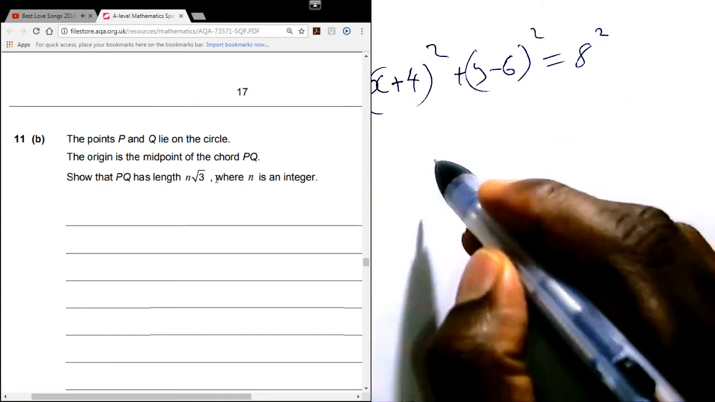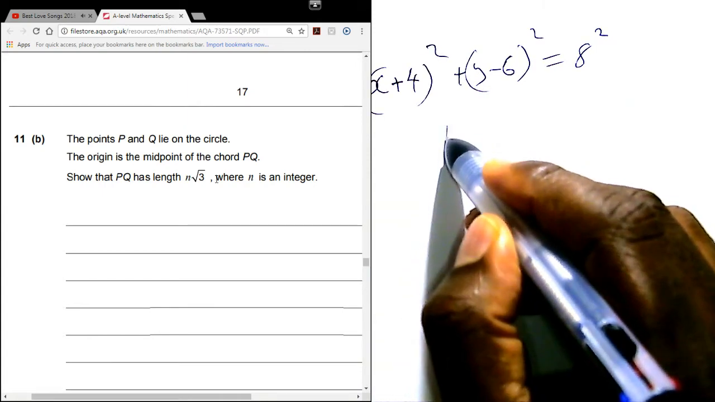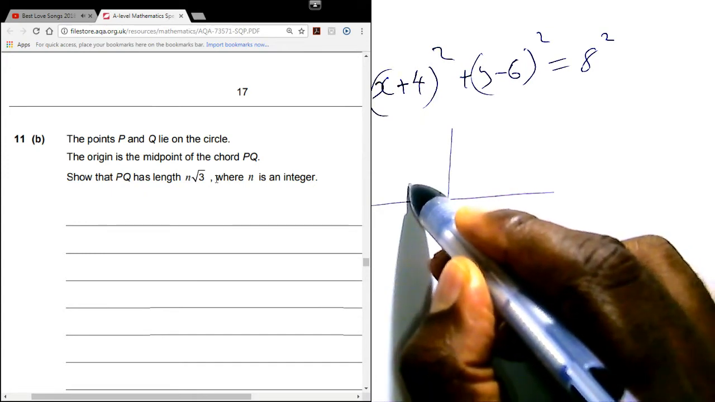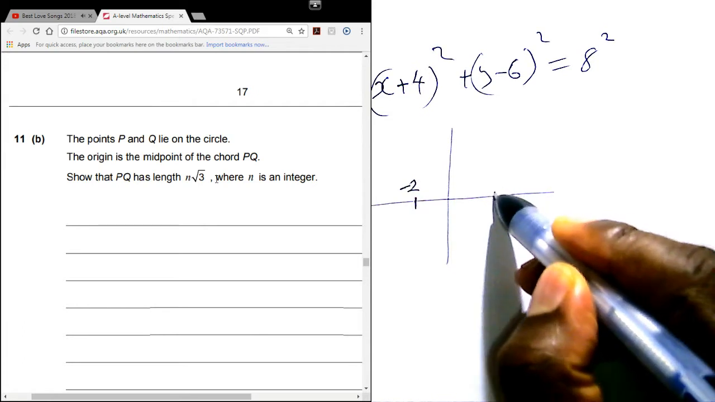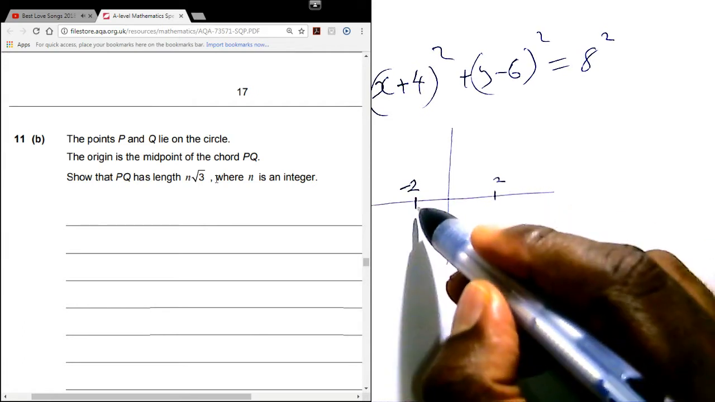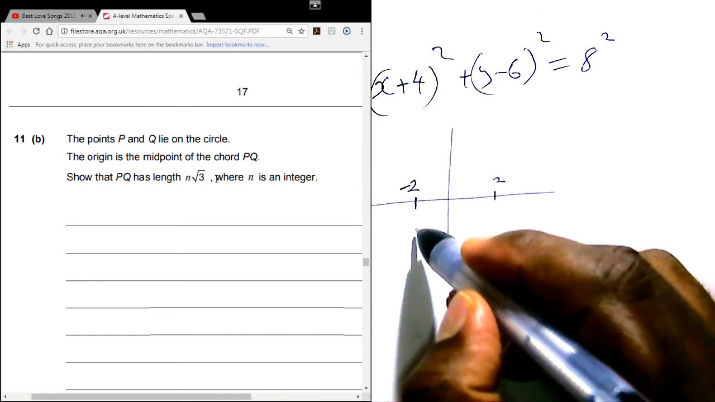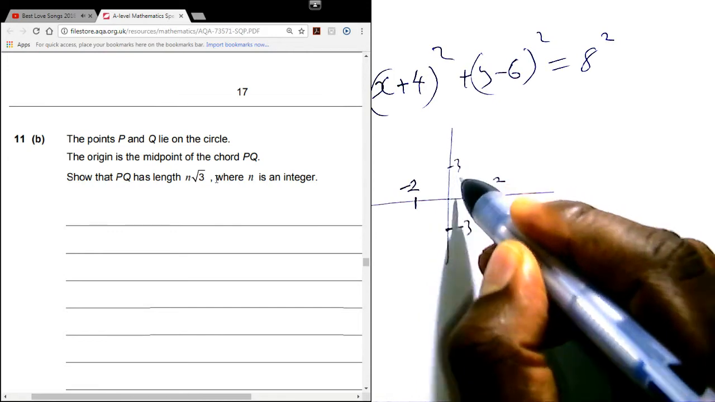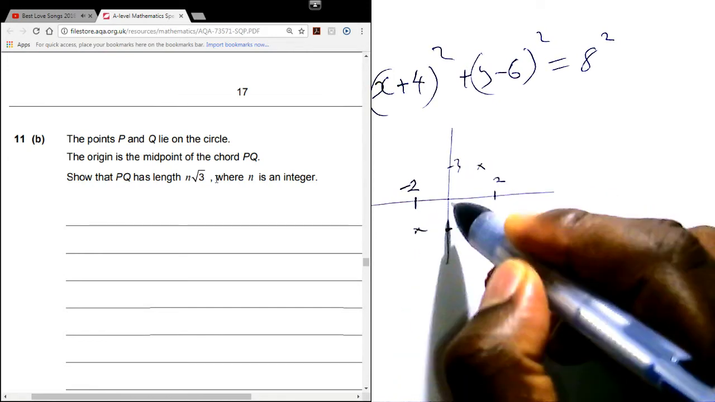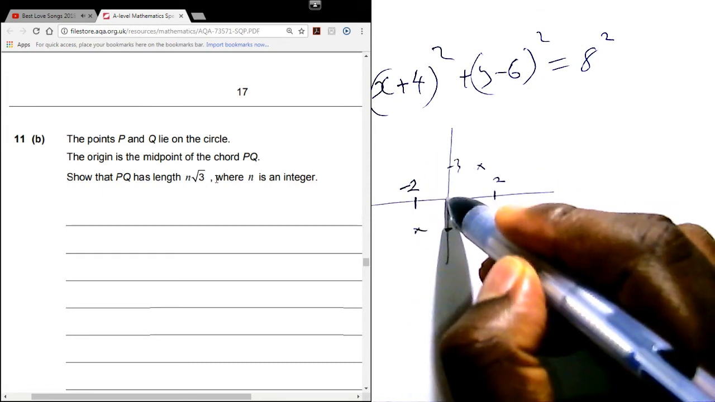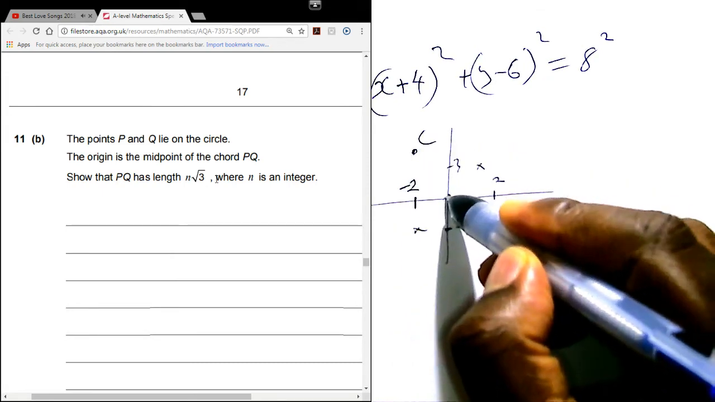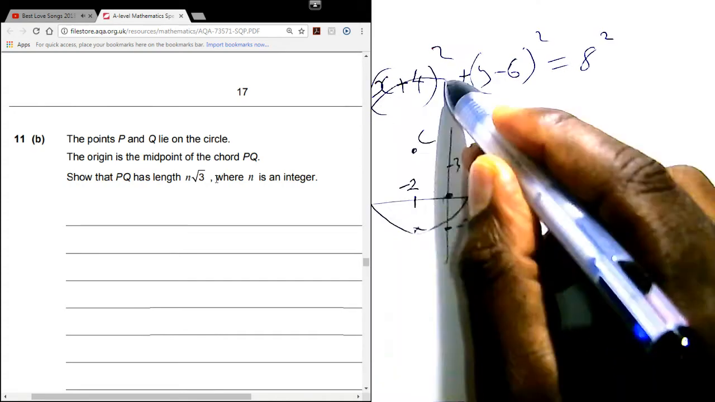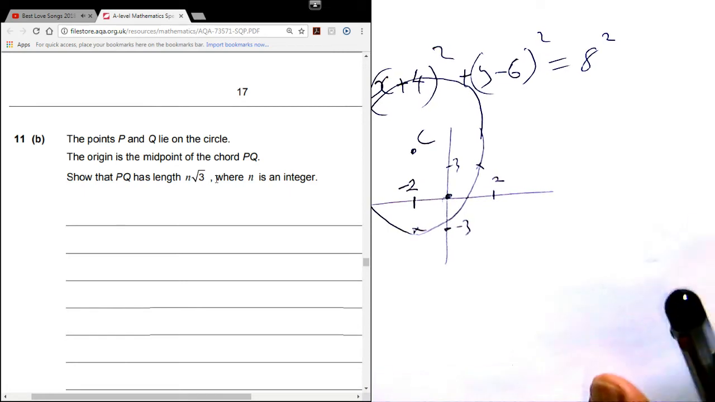It happens that if one of the x coordinates is something like, let's say, negative 2, the other one has to be 2. And if one is, let's say, negative 3, then the other one has to be 3. So you have points like that, and they lie on the circle. You have the center of the circle there. The origin is the midpoint of these two.